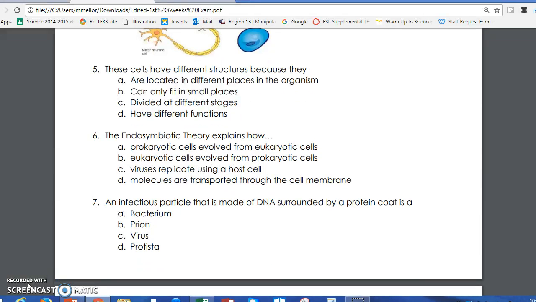Number 7. An infectious particle that is made of DNA surrounded by a protein coat is A. Bacterium, B. Prion, C. Virus, or D. Protista.